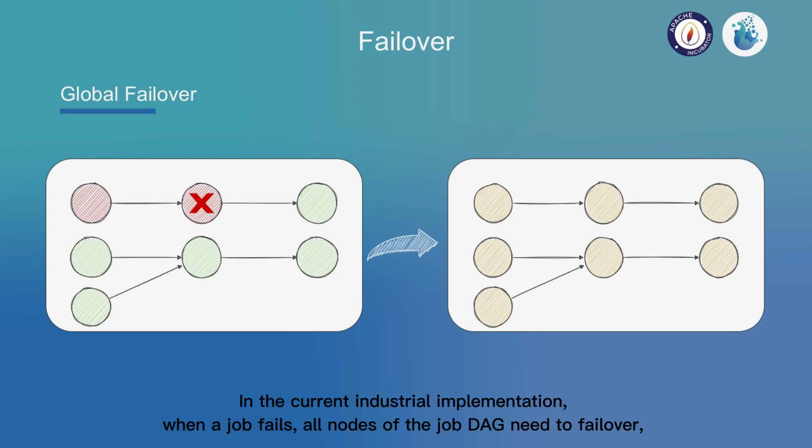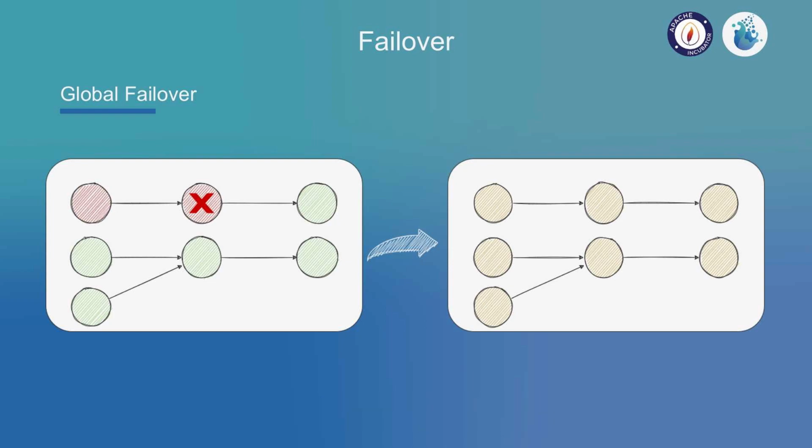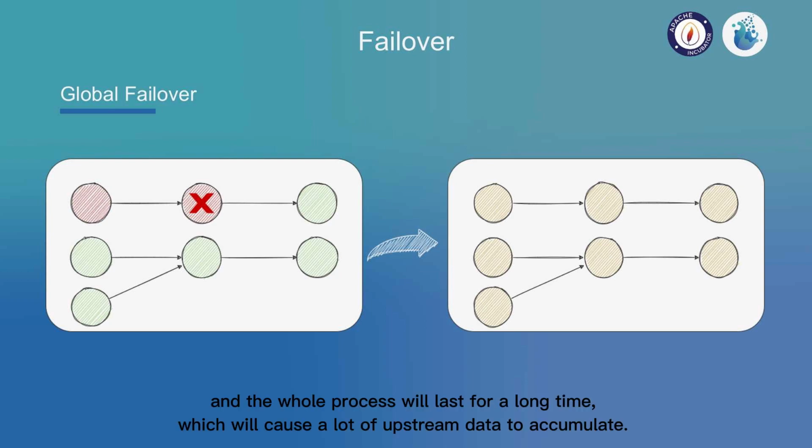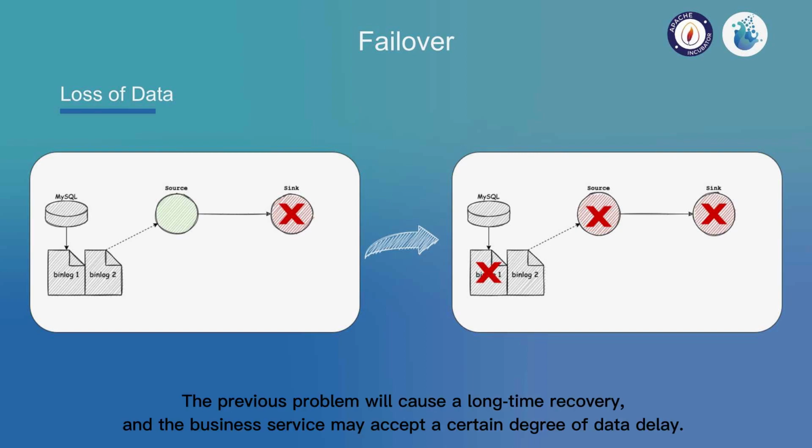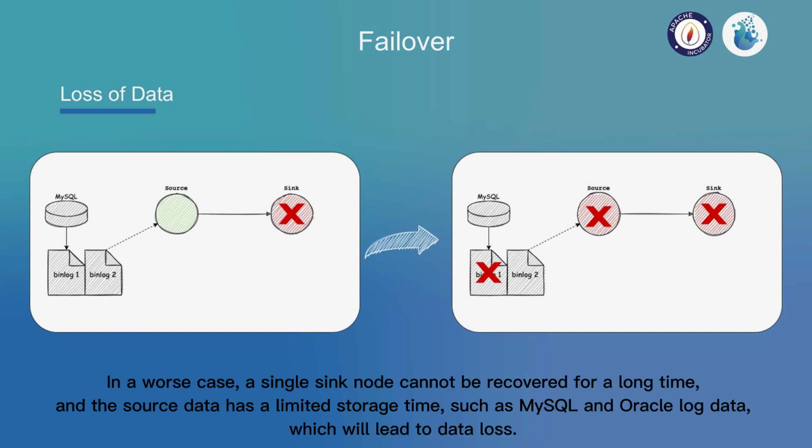In the current industrial implementation, when a job fails, all nodes of the job DAG need to failover, and the whole process will last for a long time, which will cause a lot of upstream data to accumulate. The previous problem will cause a long time recovery, and the business service may accept a certain degree of data delay. In a worst case, a single sync node cannot be recovered for a long time, and the source data has a limited storage time, such as MySQL and Oracle log data, which will lead to data loss.